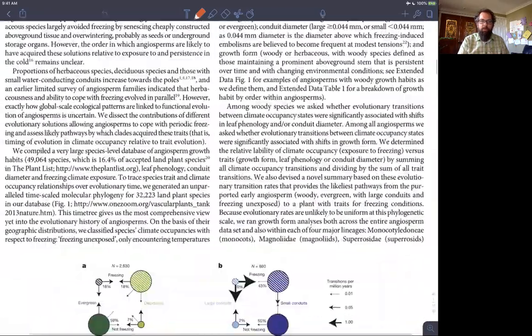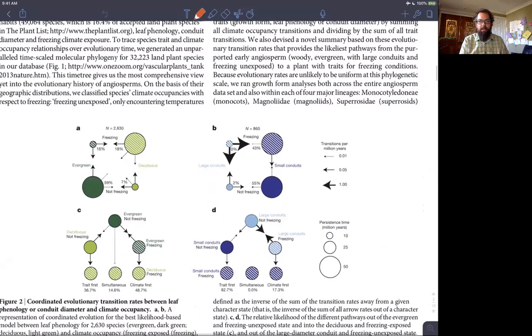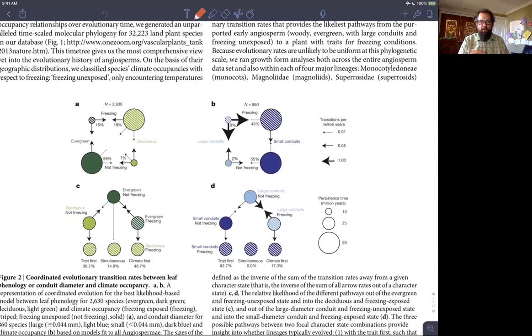What we used the phylogeny for was that we coded some traits on the tips of the phylogeny. We looked at whether the plants were in freezing environments or not, and whether they were deciduous or evergreen. And then we looked also at the size of their conduits, whether they're small or large, and we were able to determine the most likely order of the accumulation of these traits.